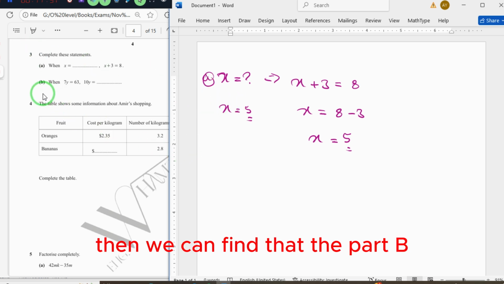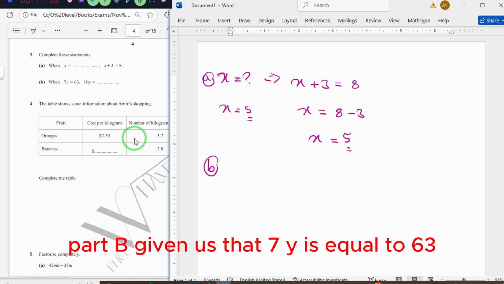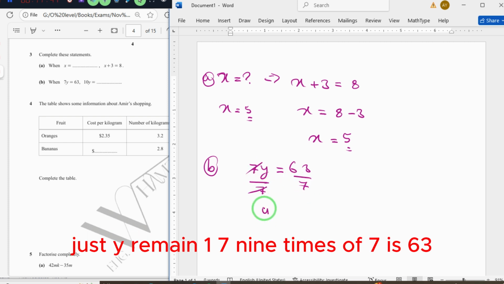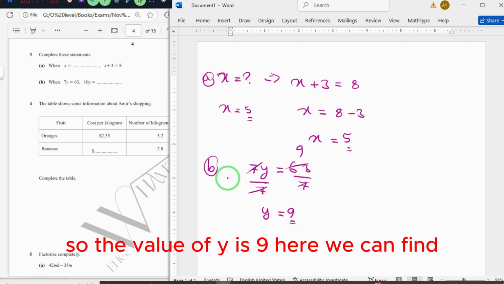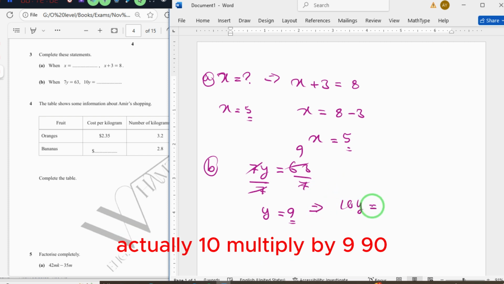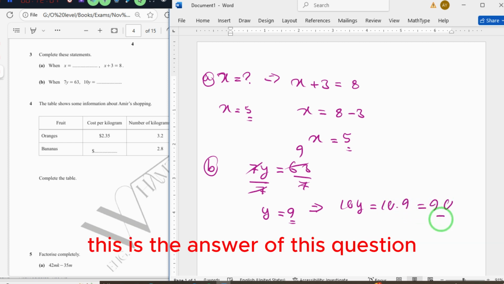Then part B gives us that 7y is equal to 63. We divide both sides by 7, and y remains. 9 times 7 is 63, so the value of y is 9. We should find 10y, so we multiply 10 by 9, which is 90. This is the answer of this question.